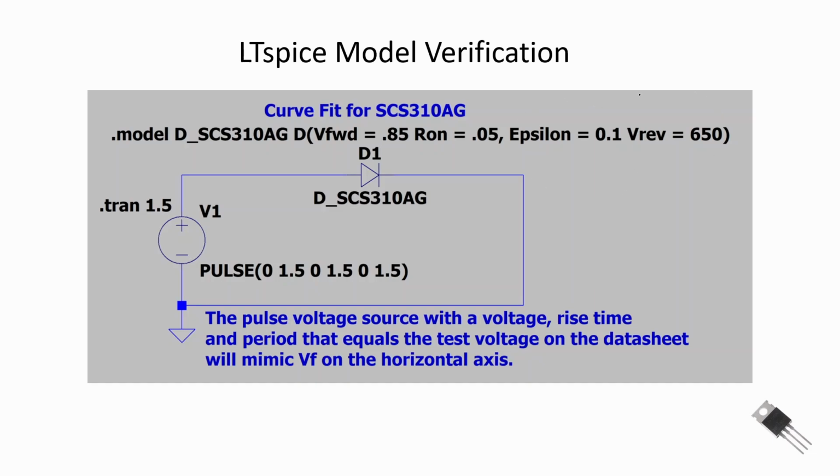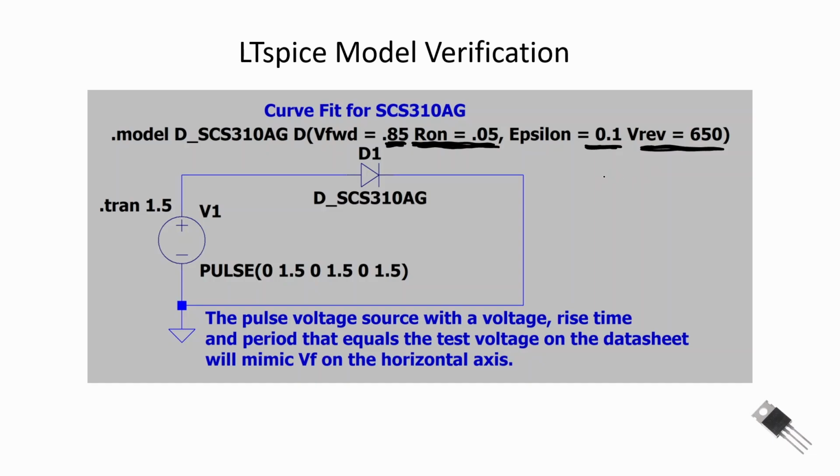Here's my test fixture for SPICE. Notice our forward voltage is 0.85. Again, that's off the data sheet. R on, which is what I computed on the slope of the graph, is 0.05. I'm using an epsilon of 0.1, and I have a reverse of 650. You can put the additional parameters in if you wanted to for I limit and I reverse limit and R off, but for what I'm doing, I didn't necessarily need those.